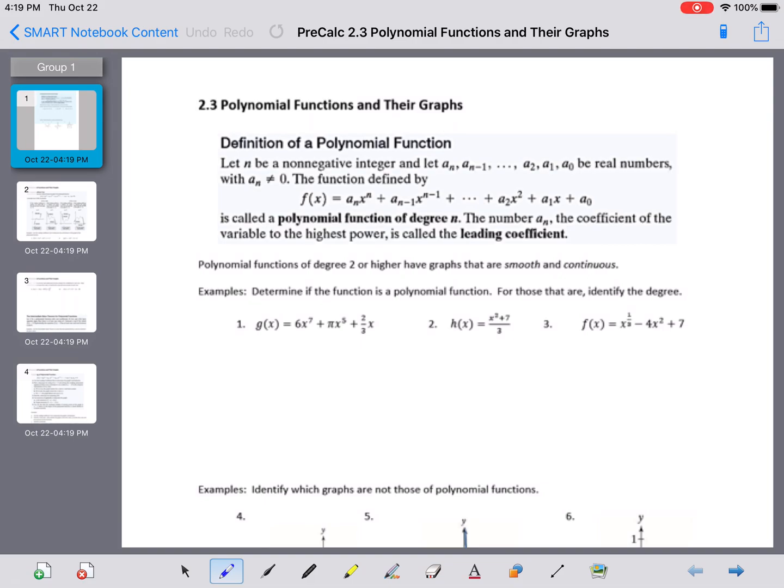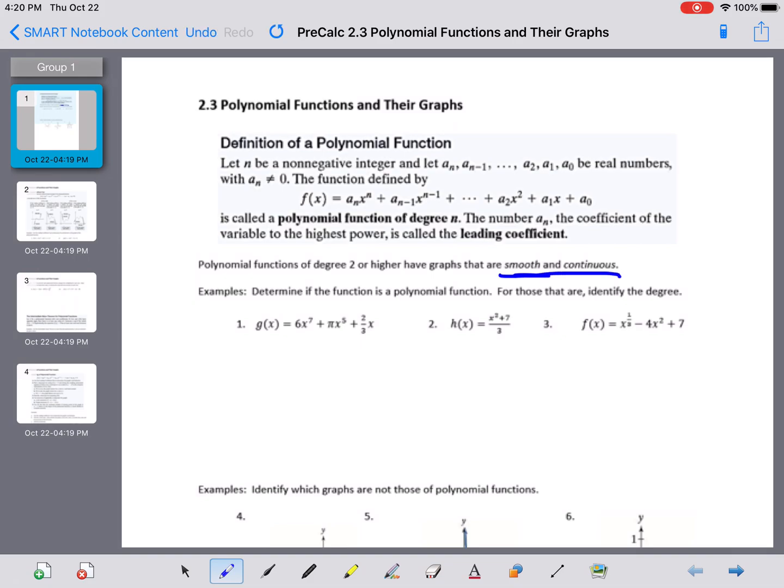So it's important as we do this that we know that they're in order, because that's going to signal a lot of different things to us, and tell us things about that leading coefficient. If it opens up and down, it starts where, and all that good stuff. All right. So polynomial functions of degree 2 or higher have graphs that are smooth and continuous. And we go from there.